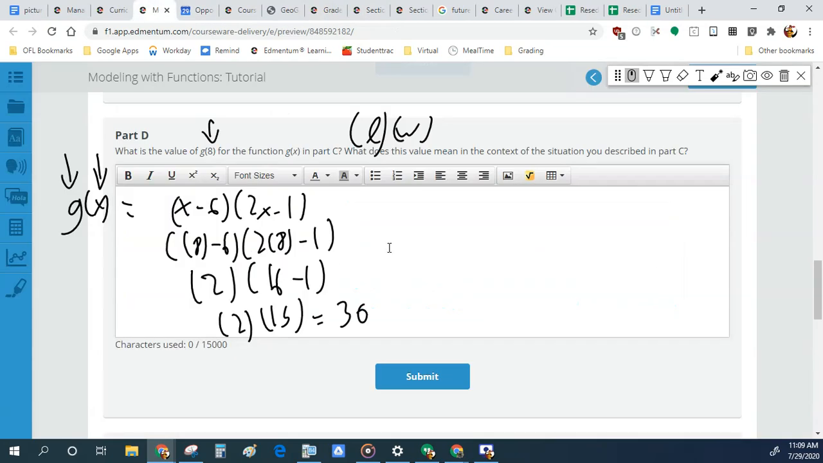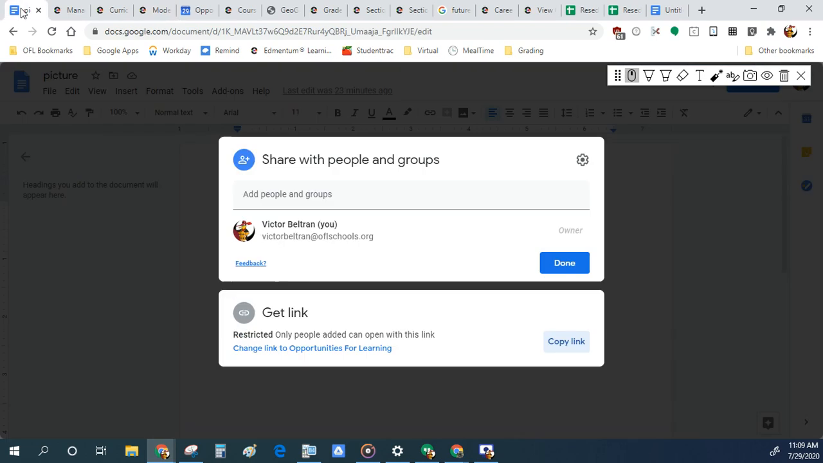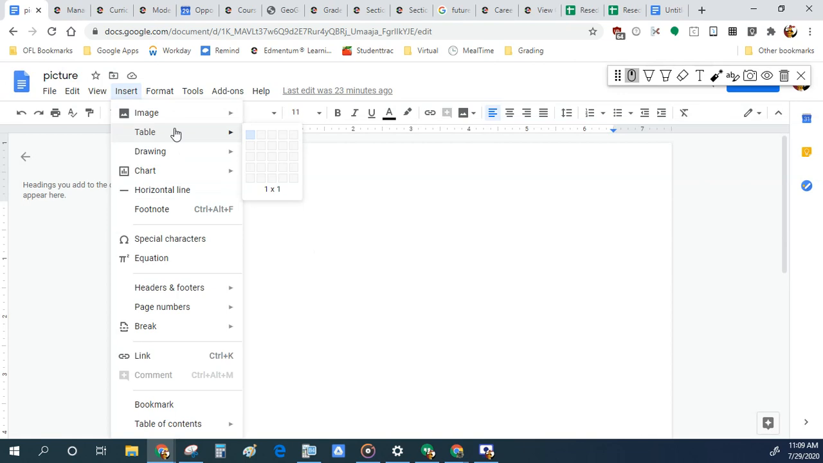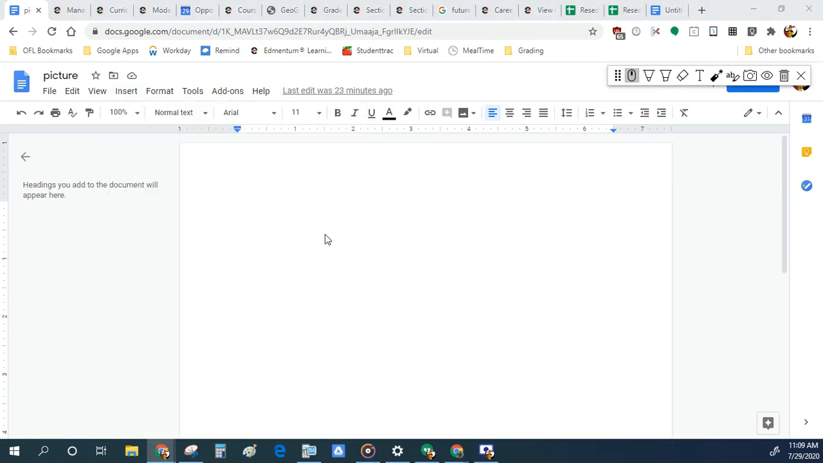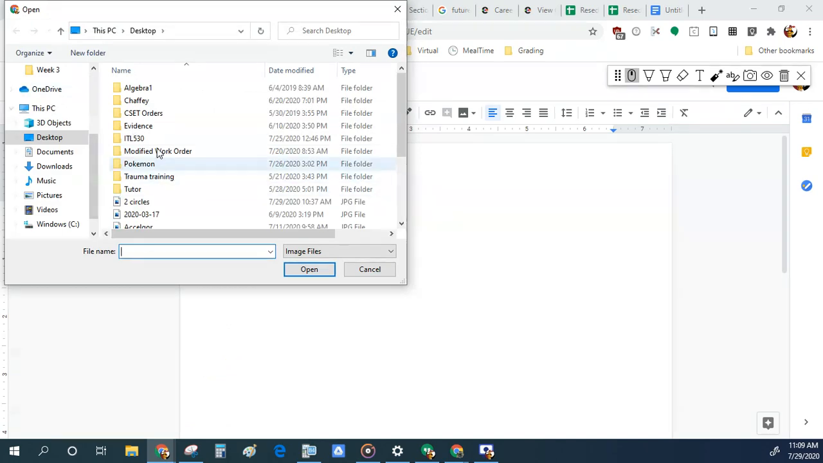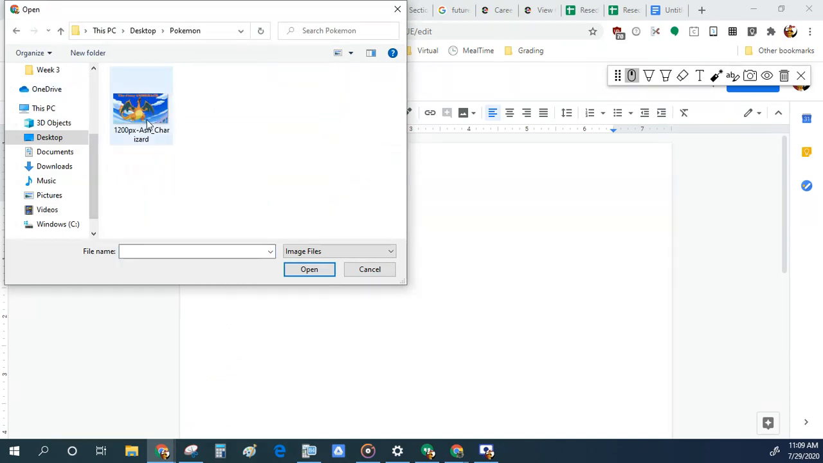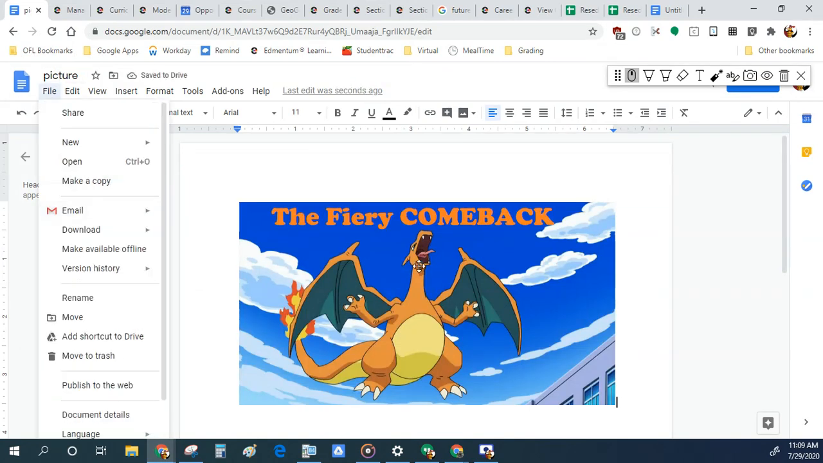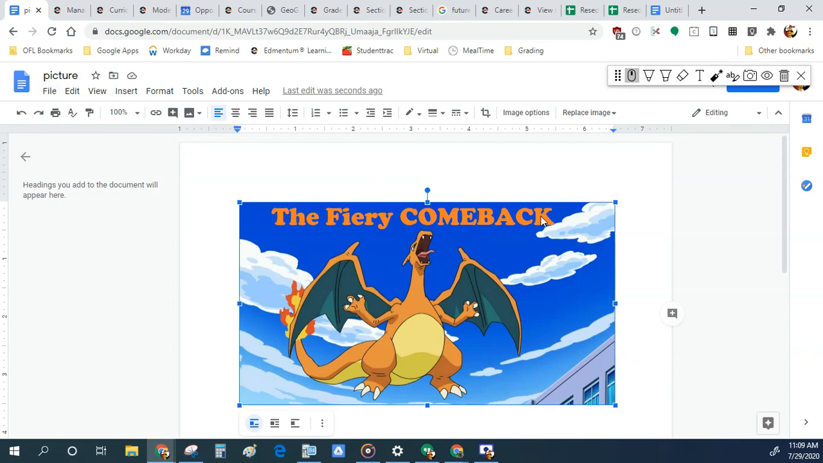It'll take some practice. You just go in there. I didn't put a picture in here, but let's say I did. Upload from computer, and let's say I want to upload this picture of this Charizard, and then I just go to file share, and then all the teachers can see the picture of the Charizard.